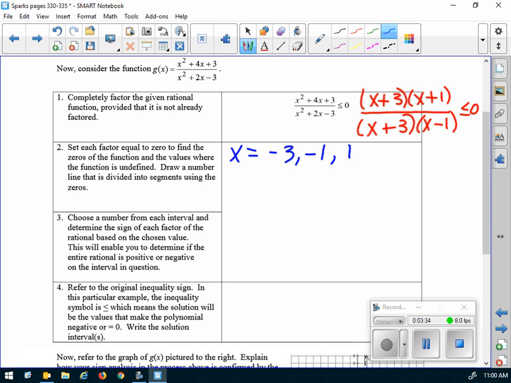Draw a number line that's divided into segments using those zeros. So you just go right down here, make you a number line. And you're going to put these numbers on it. But please put them in that order. Please don't put 1 first.